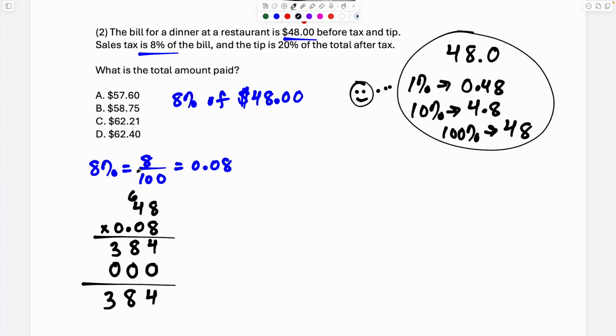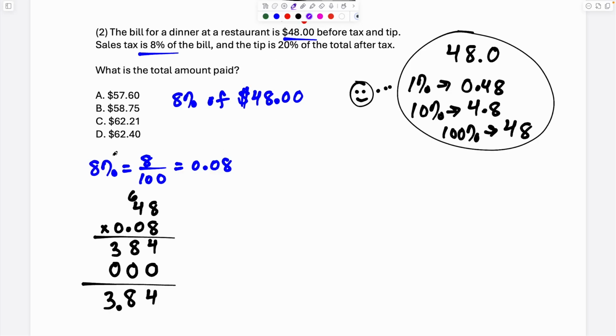So whatever this works out to, it has to be close to 4.8. So you see, logically, 3.84 would make the most sense. So let's say I forgot that decimal trick of I have 2 decimal places that I'm ignoring, that I have to move my decimal 2 spaces to the left. This is how you could check the reasonableness of your answer.